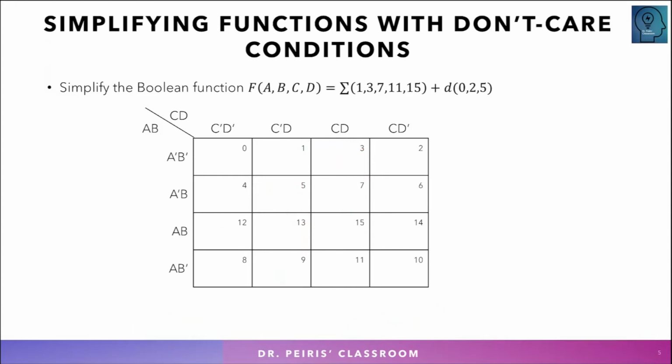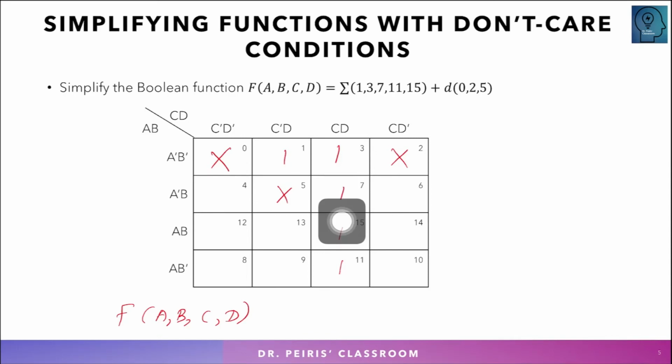Let's see another example. 1, 3, 7, 11, 15. These are the given minterms: 1, 3, 7, 11, 15. And the don't cares are at 0, 2, and 5. Now how do we group this? Again, you can use the crosses to make a larger group, so it will reduce the number of literals in a term. Let's see how we can do this.